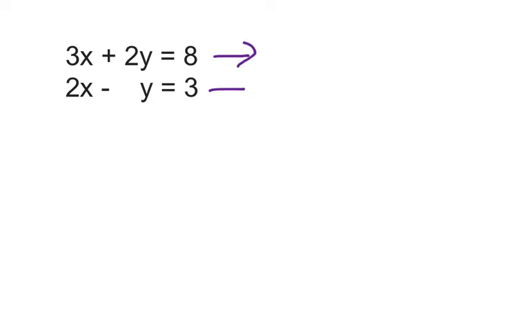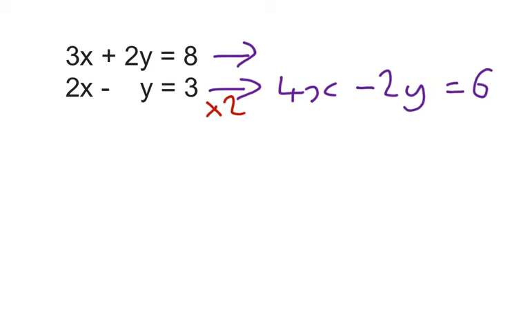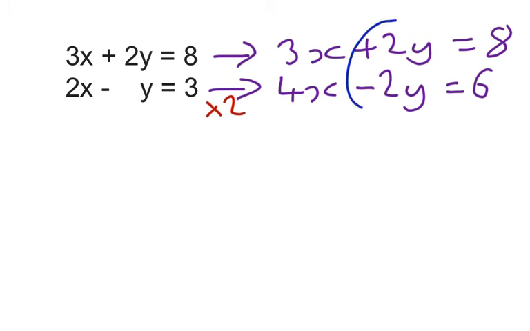And the way we do that is to multiply one of them to make it have the same number as the other. And we're going to multiply the second one by 2. When we multiply the second one by 2, we get 4x minus 2y equals 6. We don't do anything to the top one, and we have 3x plus 2y equals 8. Now we have 2 in front of both the y's. So now we can use the method that we already know.